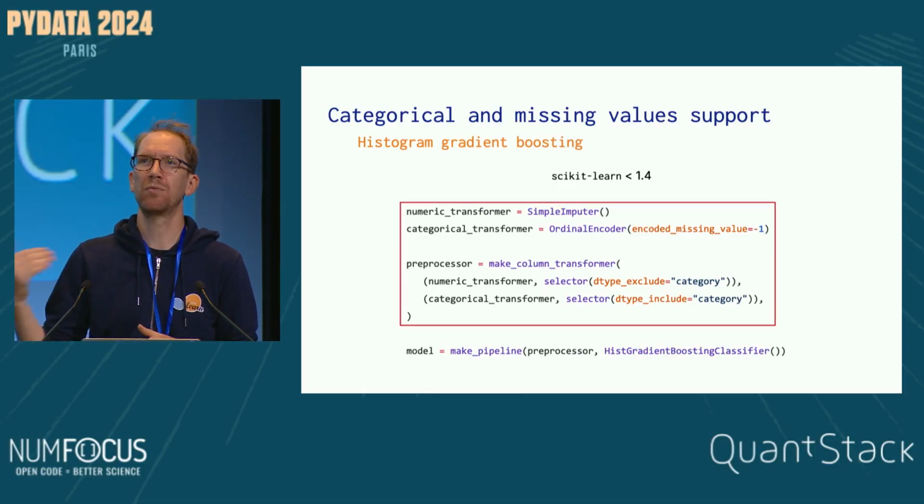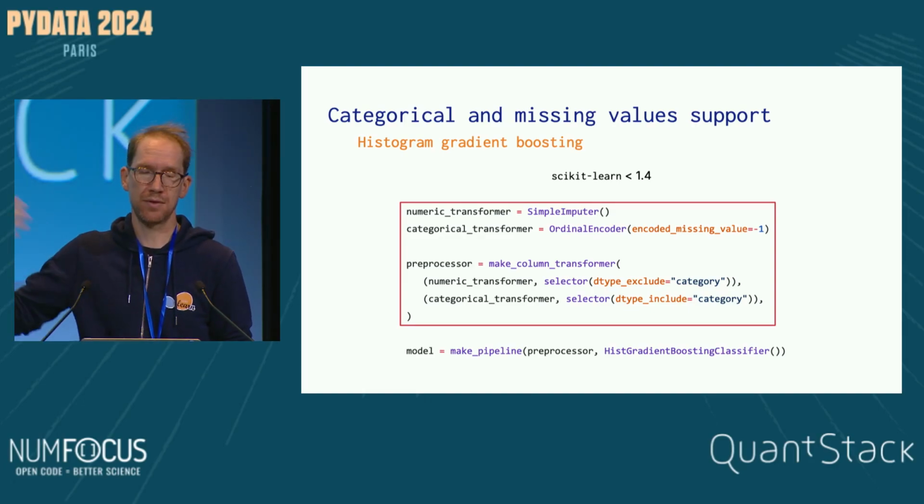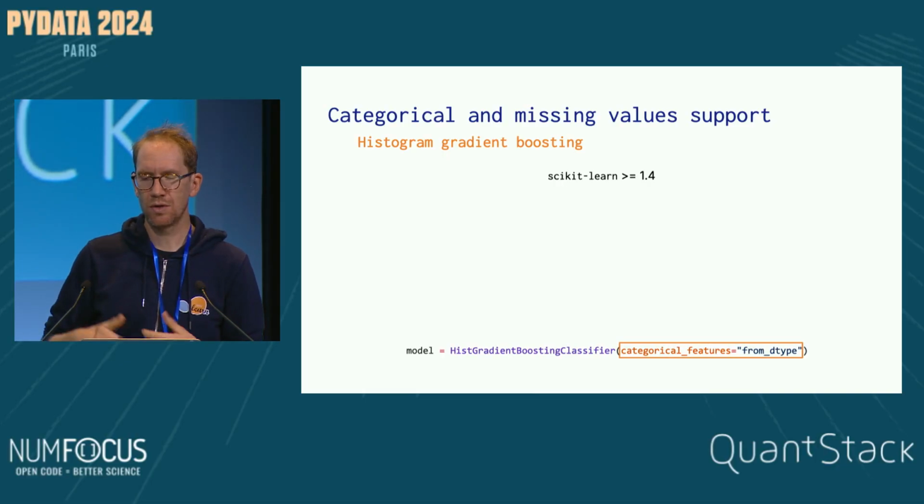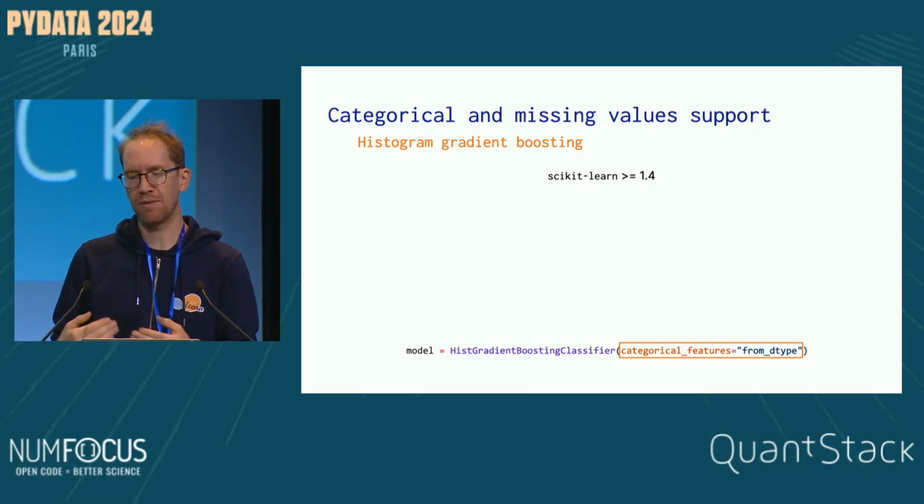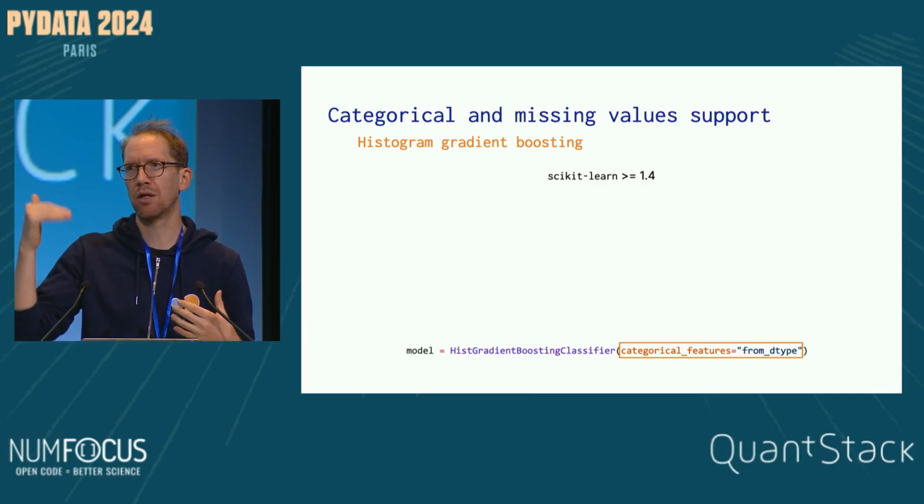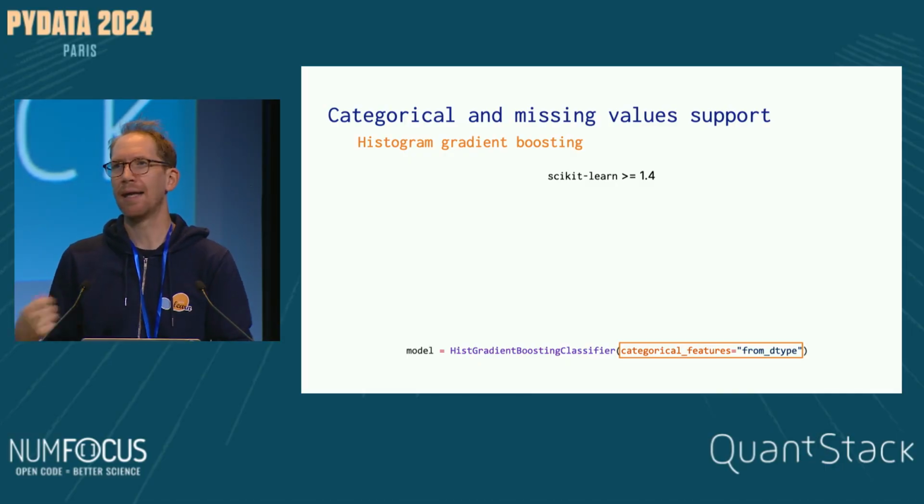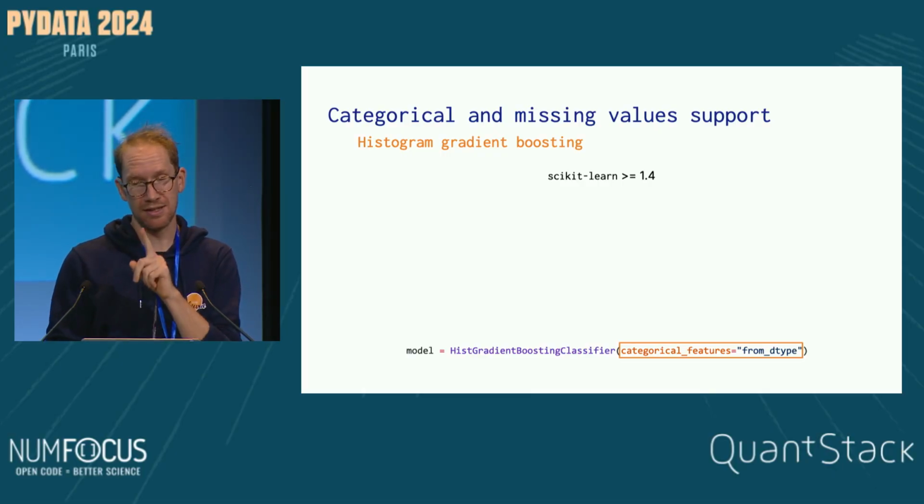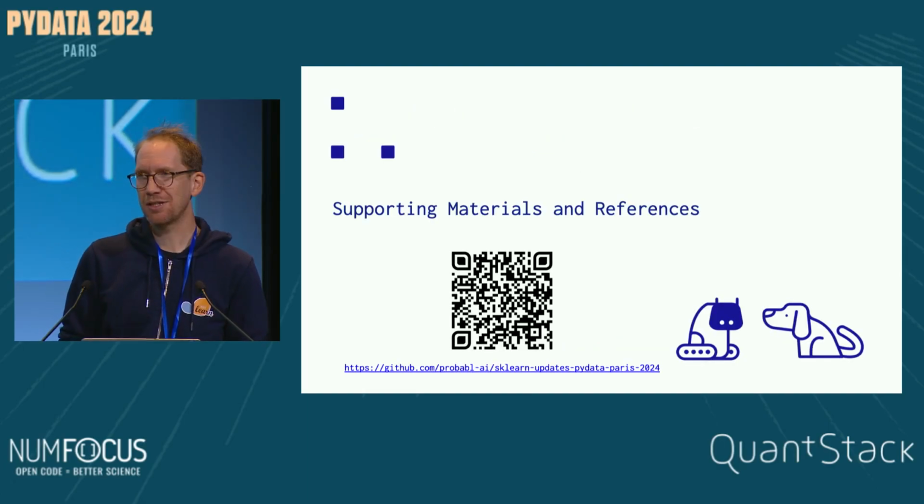However, in the histogram gradient boosting, which is one of the additions that we have, in the past you needed to do exactly the same things. But in the latest versions, because we handle missing values and use the categorical dtype from pandas, you just need to change all the code and have that new parameter, categorical features from dtype, and it will detect which columns are categorical and then handle them natively inside.